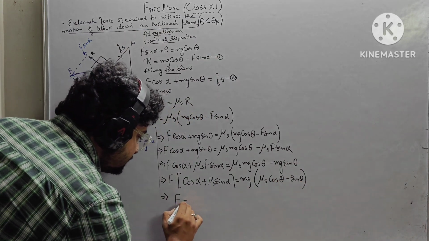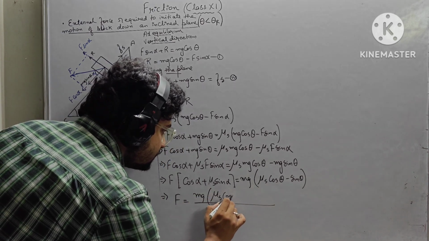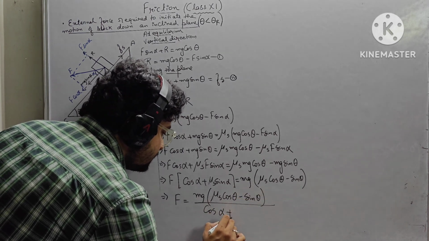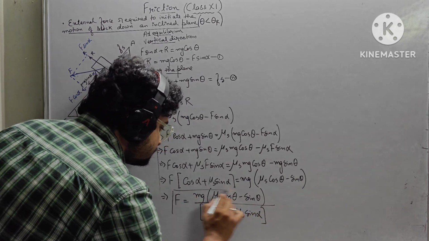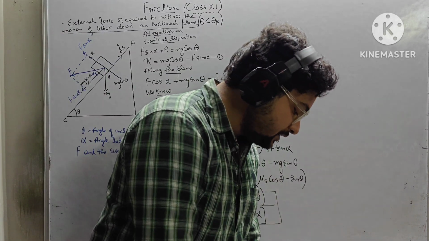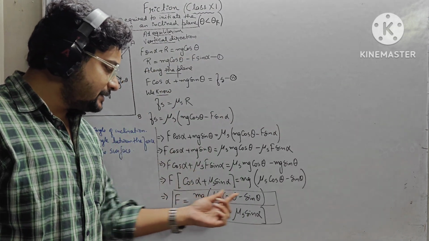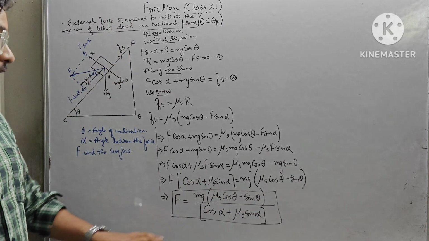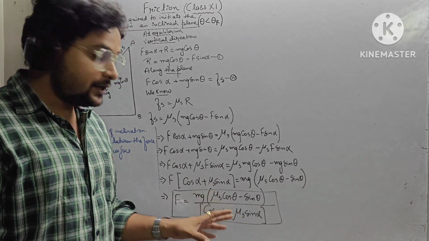So F is going to be mg into mu s cos theta minus sin theta, divided by cos alpha plus mu s sin alpha. This is the value of the external force which is required to bring the block down. So mg mu s cos theta minus mg sin theta divided by cos alpha plus mu s sin alpha. See, this is not the ultimate equation. This one can also be simplified, and I am trying to simplify it.